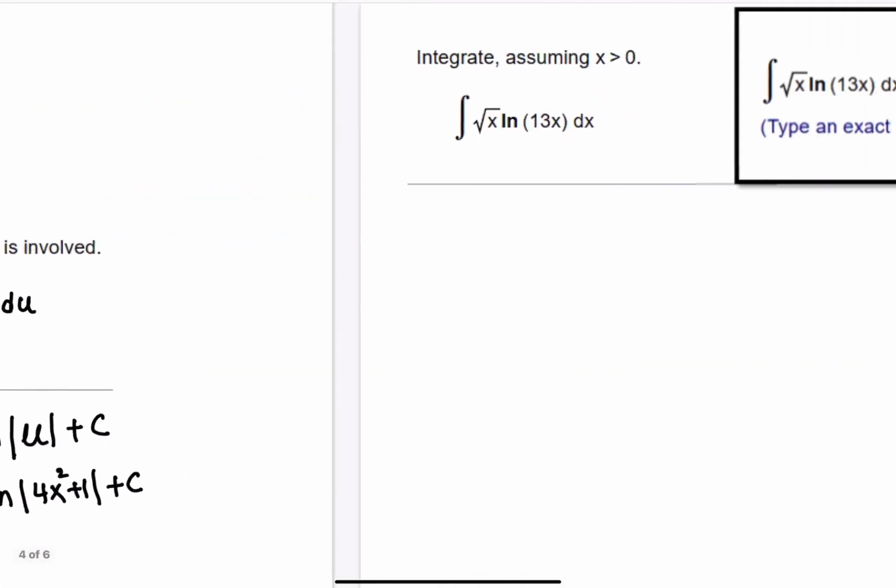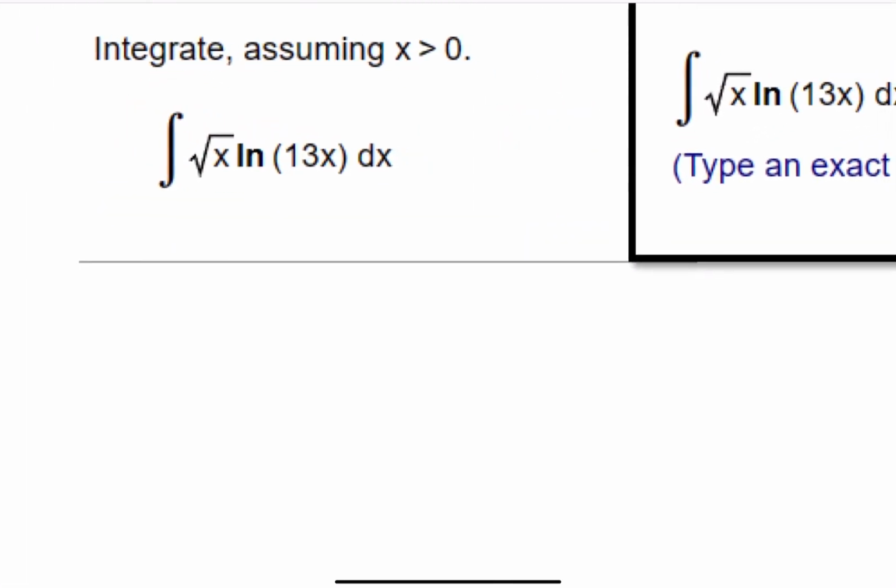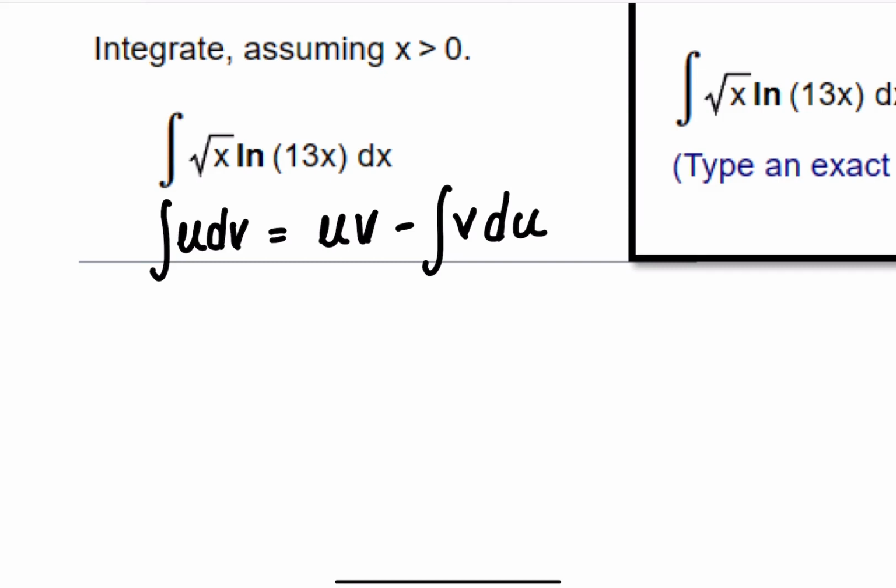Now let's go ahead and look at one more problem here. I'm looking at the problem, ln 13x, there's no derivative, nothing's going to work, so I have to do integration by parts. So this is the integral of u dv is uv minus the integral of v du. Again, remember, if you have a ln, your u by default is going to be your ln, nothing else. And your dv is going to be radical x, but I like to write that in terms of power, so it's easy for me to integrate.